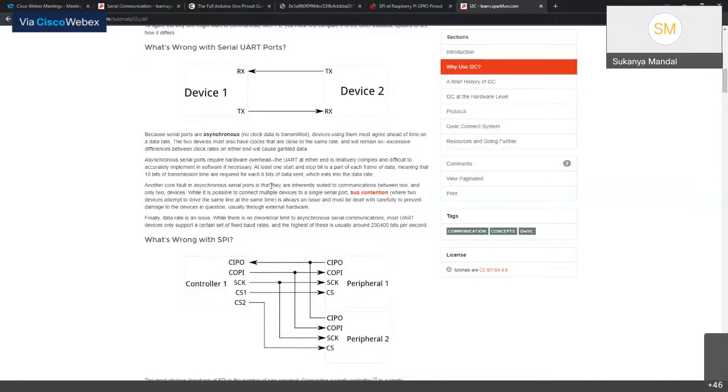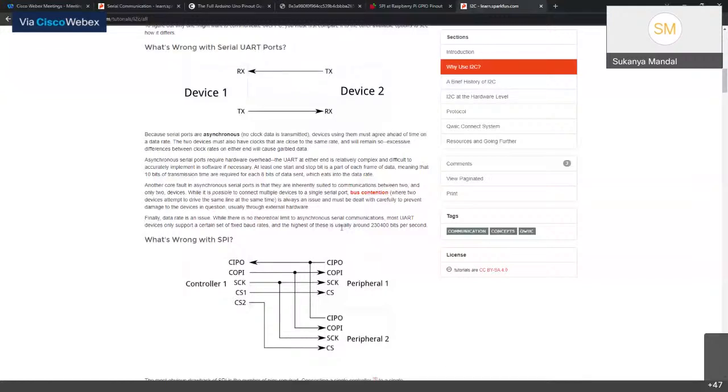Another core fault in asynchronous serial ports is that they are inherently suited to communications between 2 and only 2 devices. When it is possible to connect multiple devices to a serial port, bus contentions, where 2 devices attempt to drive the same line at the same time, are always an issue and must be dealt with carefully to prevent damage to the devices in question.